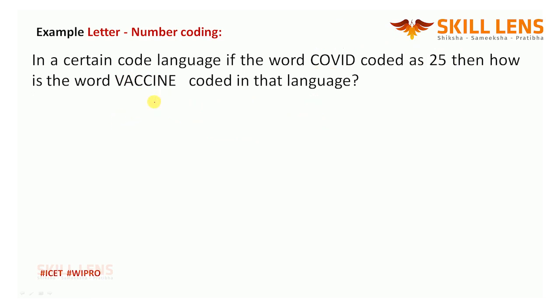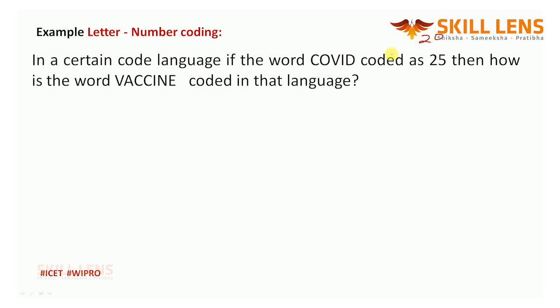I can create so many questions. If the word COVID is coded as 24, then vaccine is coded as what? 48. Why? This is n square minus 1. Number of letters squared and subtracted with 1. This will become one more question. I can create a lot of questions here.